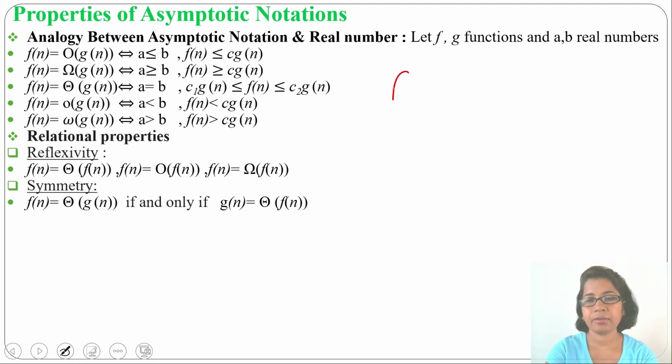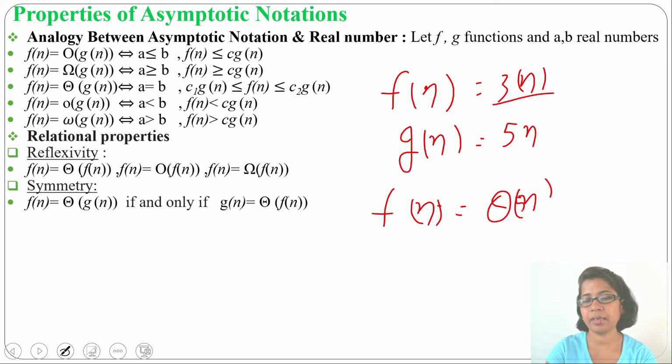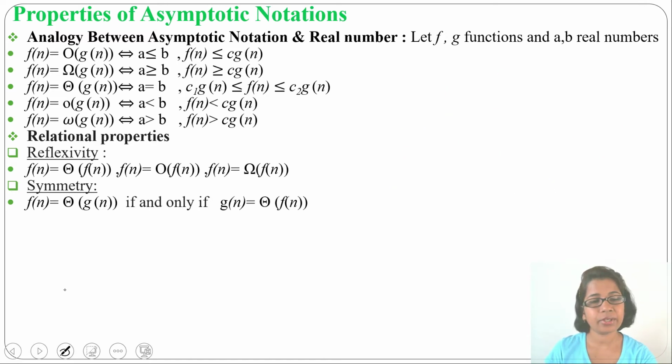Let f(n) equal 3n and g(n) equal 5n. Then you can write f(n) equals theta of n. For 3n, we can write theta of 5n; 5n equals theta of n, or we can write 5n equals theta of 3n, or simply theta of n. So only theta notation satisfies the symmetry property.